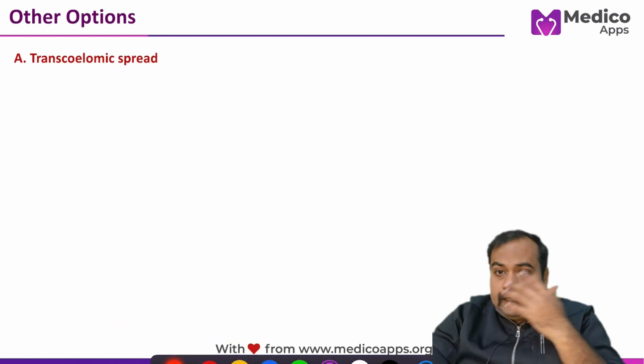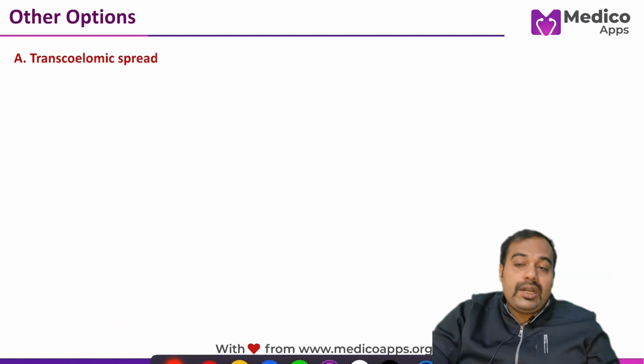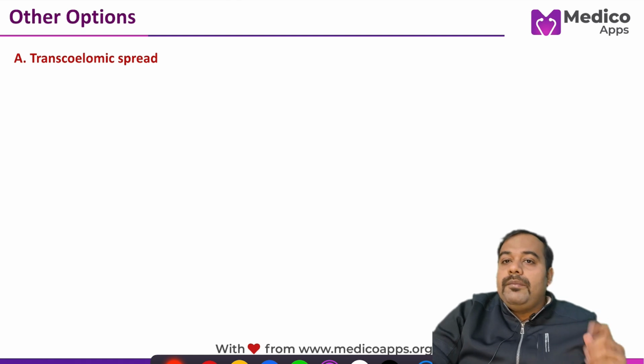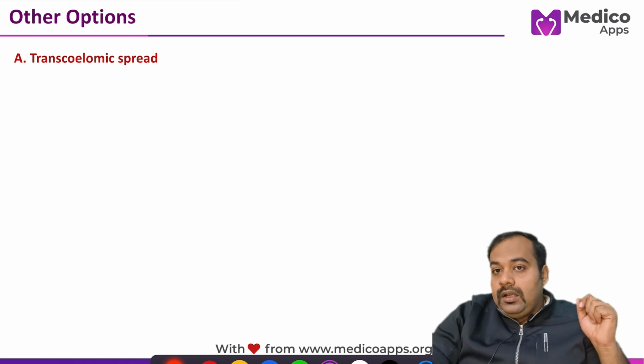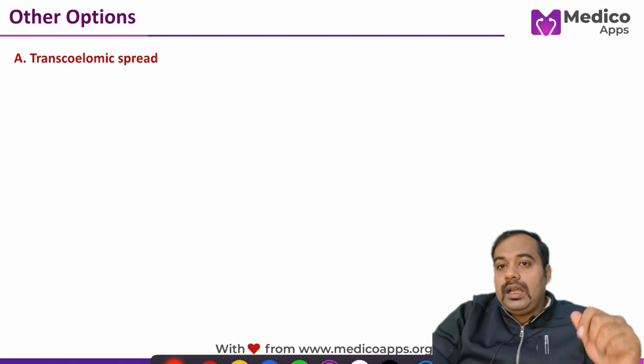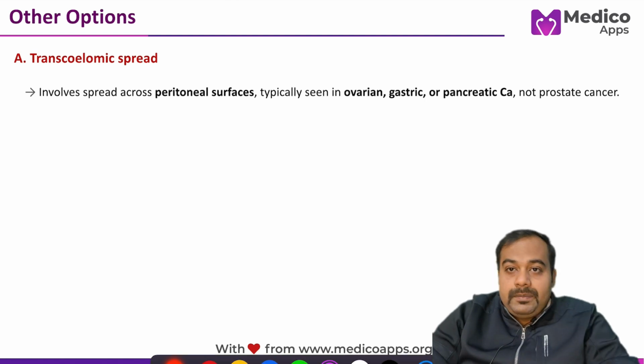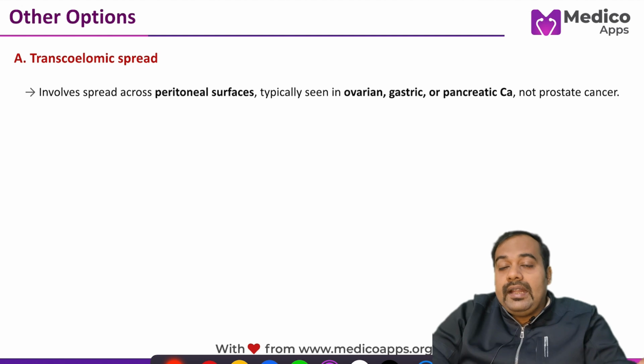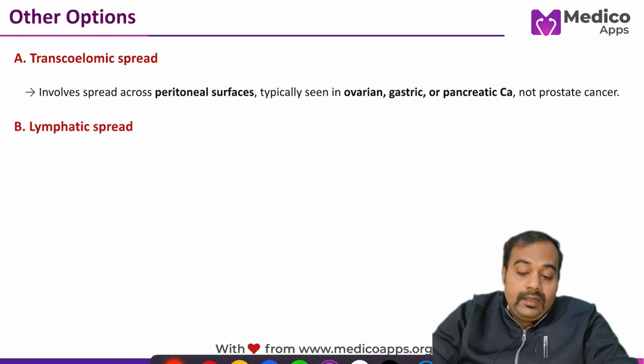Let's try to understand the other options. In the other option, we have the transcoelomic spread. Transcoelomic spread means the cancer or tumor spreads through the peritoneum, which is typically seen with ovarian cancer, stomach cancer, and pancreatic cancer, not in case of prostate cancer.